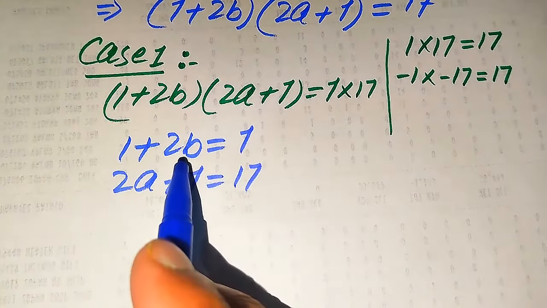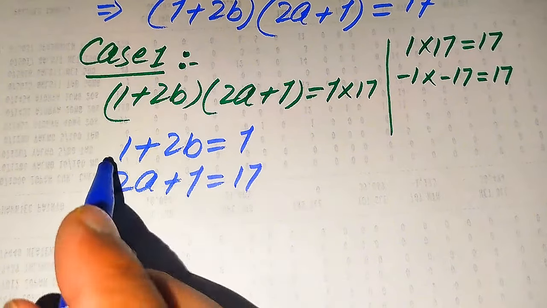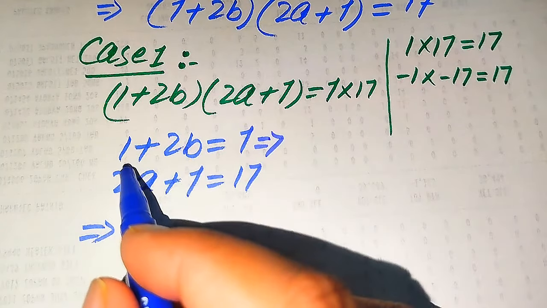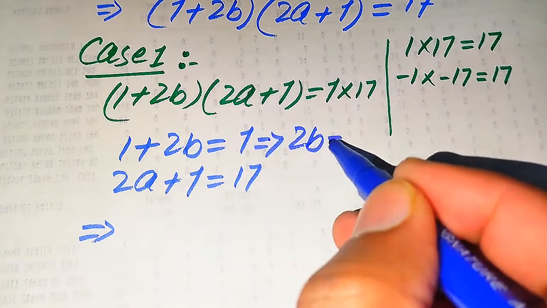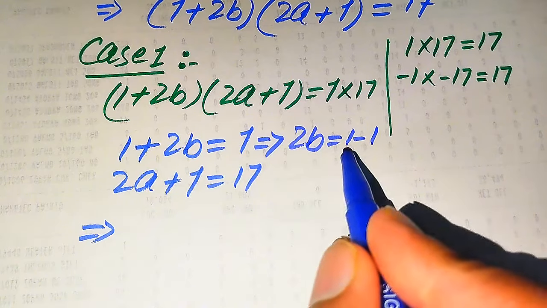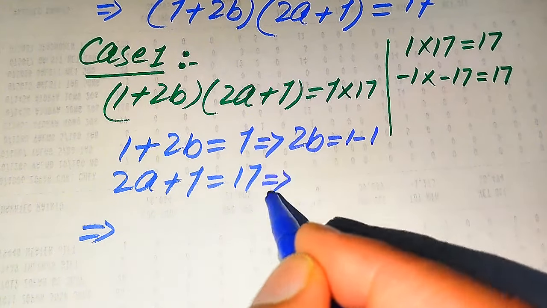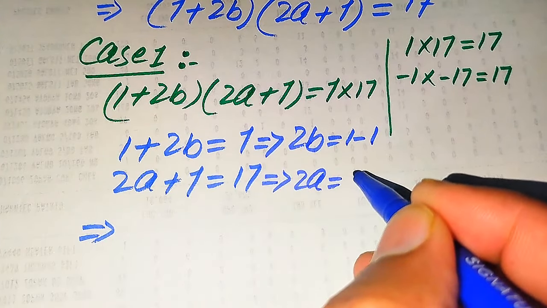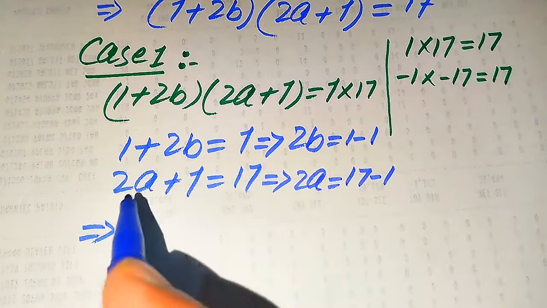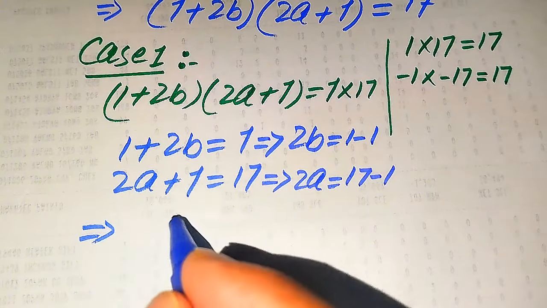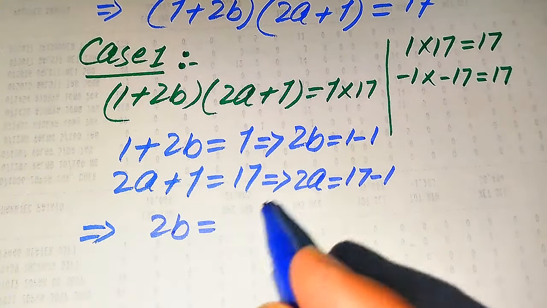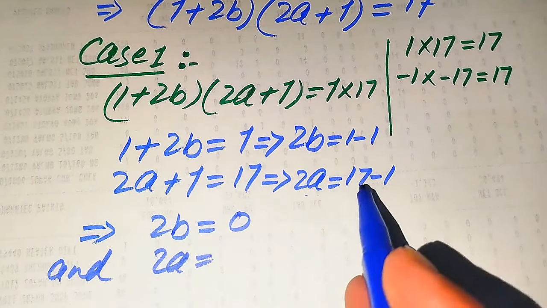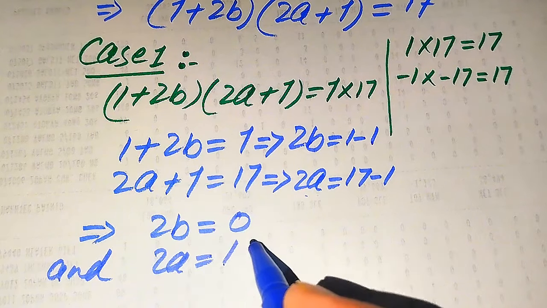So in order to find the values, the first equation implies that we move this 1 to the right hand side. This is positive; when we move it to the right hand side, it becomes negative, and we get 2b is equal to 1 minus 1. Similarly, we move plus 1 to the right hand side, and we get 2a is equal to 17 minus 1. So 2b is equal to 1 minus 1, which becomes 0, and 2a is equal to 17 minus 1, which becomes 16.